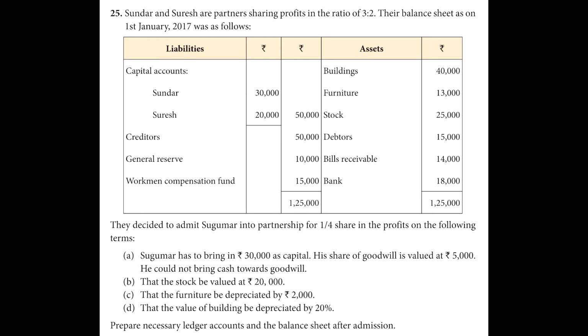They decide to admit Sukumar into partnership for 1/4 share in the profits on the following terms. Sukumar has to bring in rupees 30,000 as capital. His share of goodwill is valued at rupees 5,000. He could not bring cash towards goodwill. That the stock be valued at rupees 20,000. That the furniture be depreciated by rupees 2,000, the value of building be depreciated by 20%. Prepare necessary ledger accounts and balance sheet after admission.